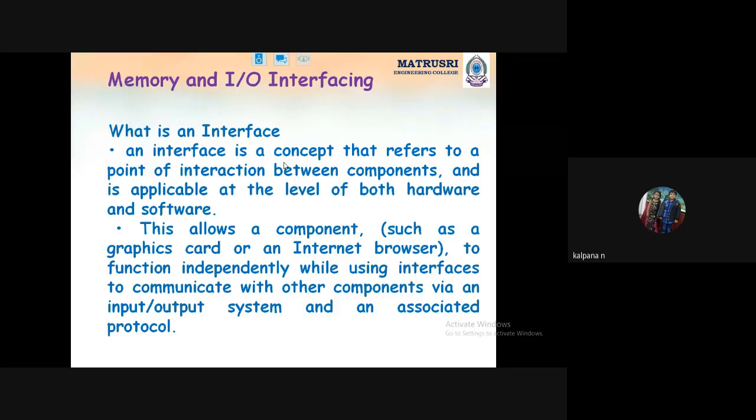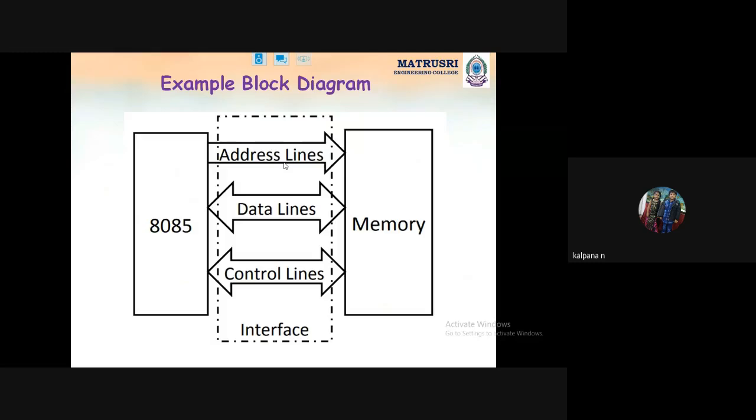So this is memory and IO interface. Now, this is a simple block diagram of interfacing. Now we are discussing memory interfacing, right? Keep writing: memory interfacing. Draw this diagram. Here the 8085 is our microprocessor, right? And this is the memory. Memory to be interfaced to the 8085.